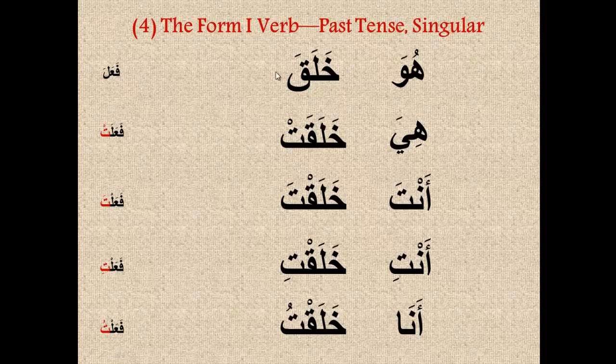So that's the conjugation scheme for the verb khalaqa. We have khalaqa, khalaqat, khalaqta, khalaqti, khalaqtu. What does this verb mean? It means to create. So khalaqa means he created. If we're talking about hiya or she, we would say she created. Anta khalaqta, you created. Anti khalaqti, you created, talking to a female. And ana khalaqtu, I created.